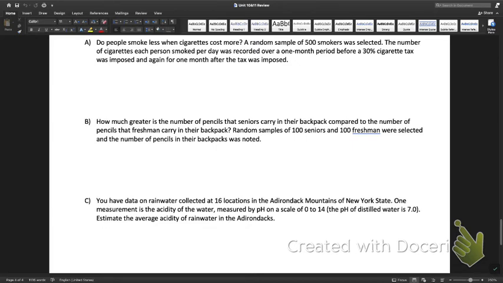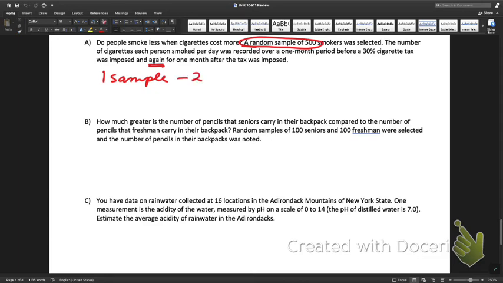Do people smoke less when cigarettes cost more? A random sample of 500 smokers was selected. The number of cigarettes each person smoked per day was recorded over a 1-month period before a 30% cigarette tax was imposed, and again for 1 month after the tax was imposed. So what's happening here, you guys, is that I have a single random sample. So I have one sample of 500 people. And we're going to look at some data. It's the number of cigarettes that they smoked before, and then we're going to compare it after. So each person is going to have two data values, a before and an after.